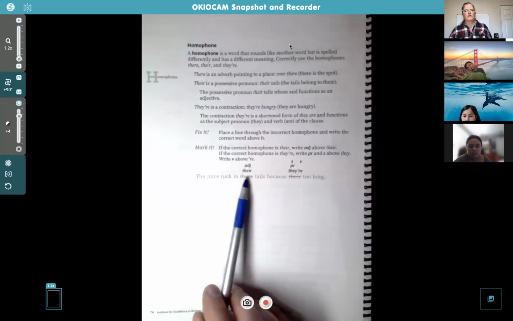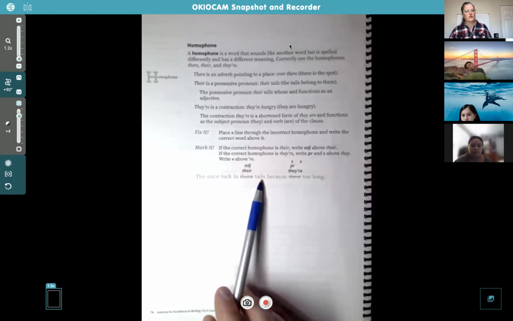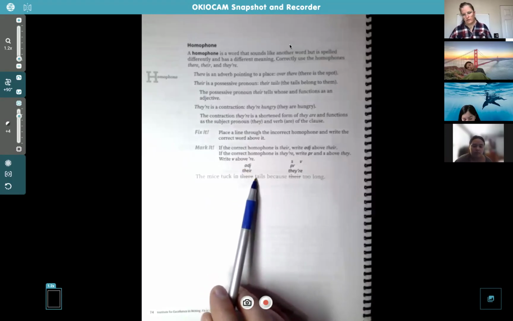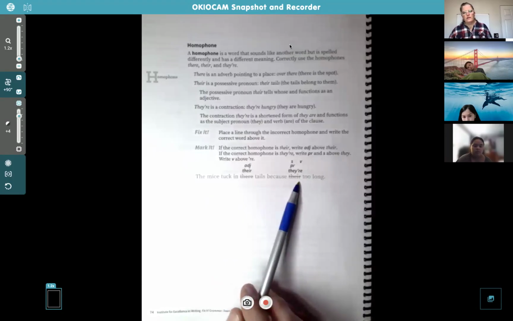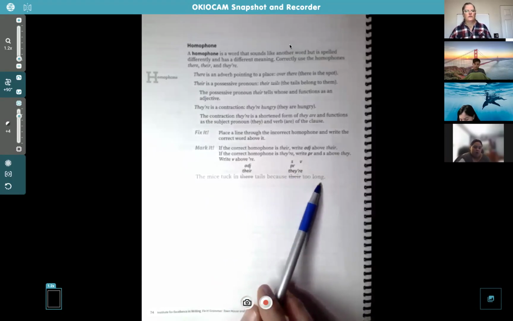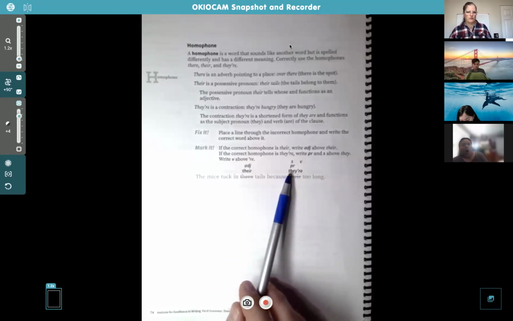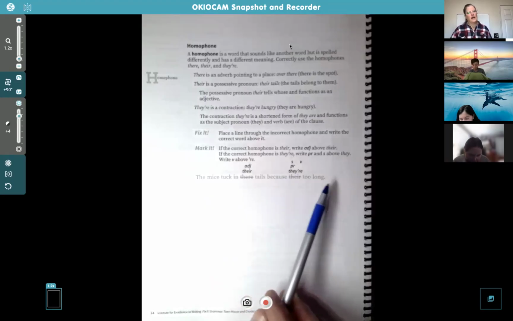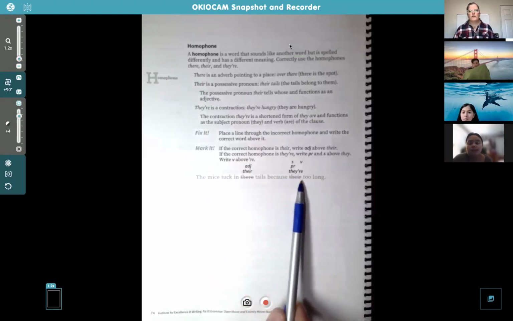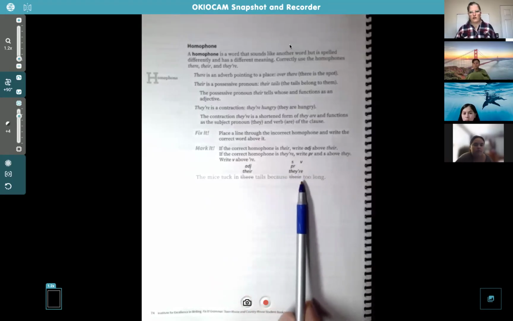Remember our little spelling rule up here. Their tails belong to them, so it's THEIR. That's an adjective because it's telling whose. Whose tails are they? Their tails. This one should be they're, the contraction. They are too long. That's one way you can check it, if you put in they are. Does that make sense? They are too long. Yeah, that makes sense.